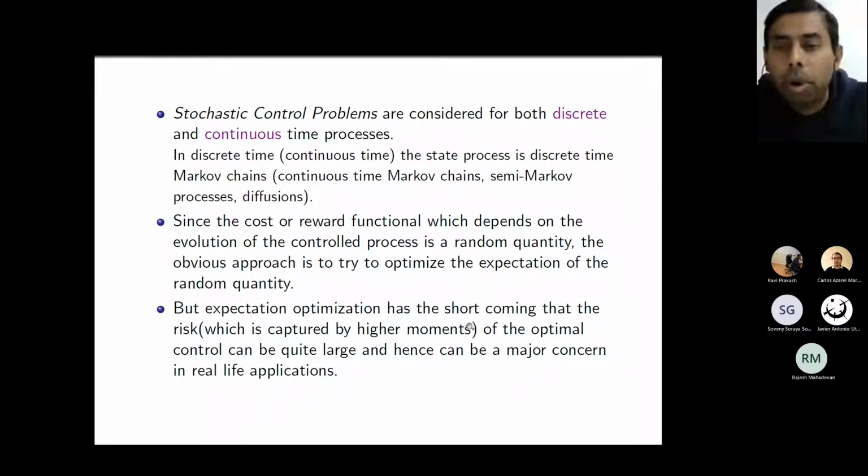Because of that, it is possible that the risk of the optimal control can be quite large, and hence in real life applications, it can be quite a concern. You can think of it this way. Suppose something has average 5. That doesn't tell you how small or big the values are, and that is what you should think of as risk. It may tell you the average cost you pay is small, but it may be possible that even with small probability, you pay a very high cost. That is risk, and such things are generally captured by higher moments, in particular the variance. So if you are just trying to optimize the expectation, that can be a problem.